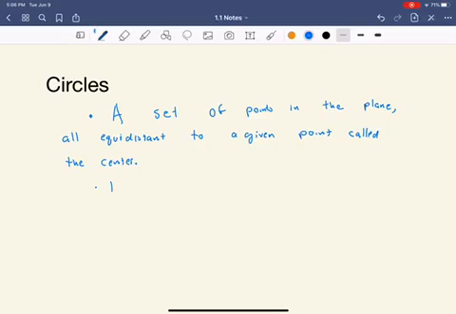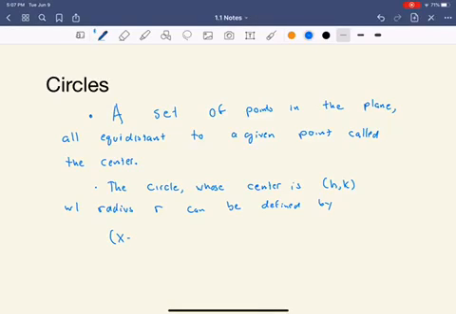Okay. The circle whose center is (h, k) with radius r can be defined by the equation (x − h)² + (y − k)² = r². Okay, so r is that distance.